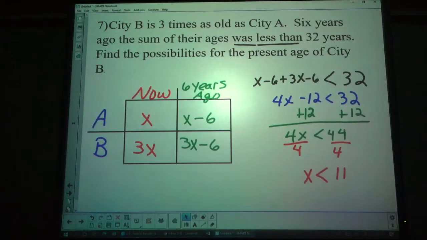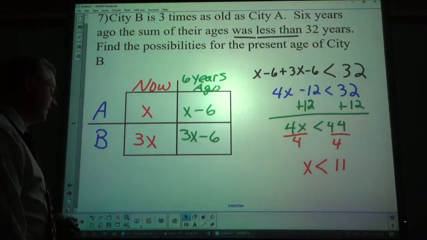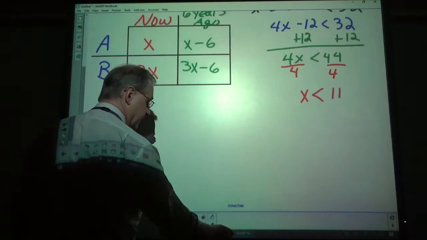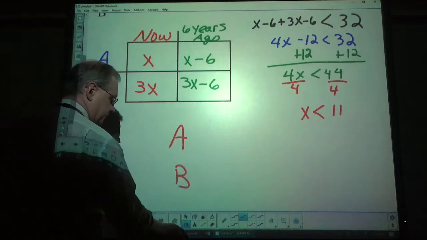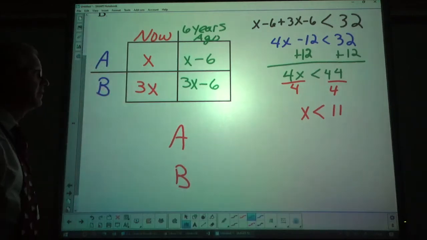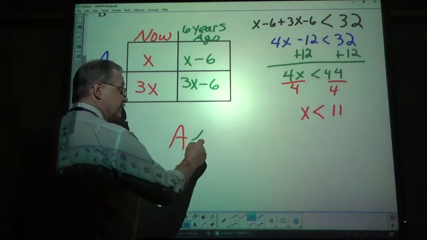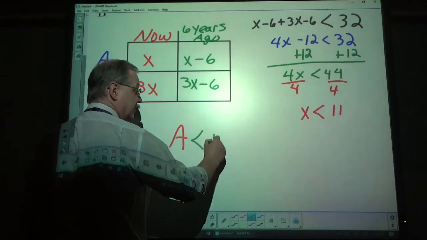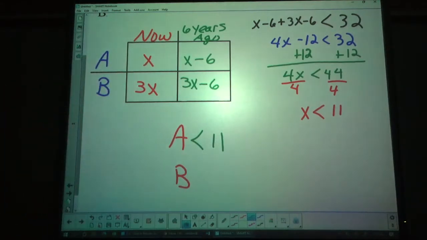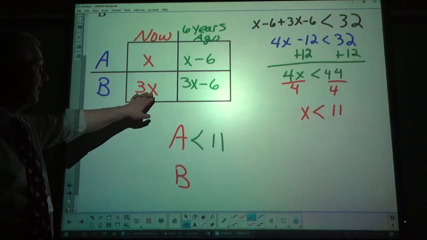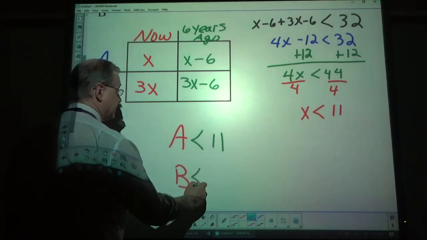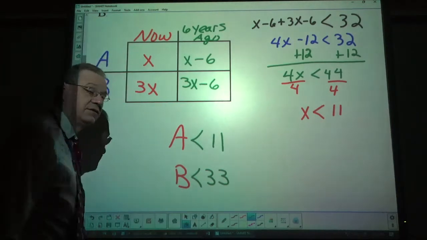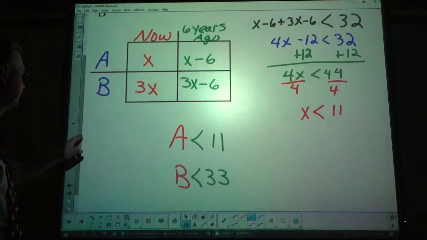It doesn't actually want to know about city A, it wants to know about city B. But we need to take some things into account. All right. City A, city B. A is x, is less than 11 years old. So therefore, if x were actually 11, then B would be, in this case, less than 33 years old. Awesome. Okay.